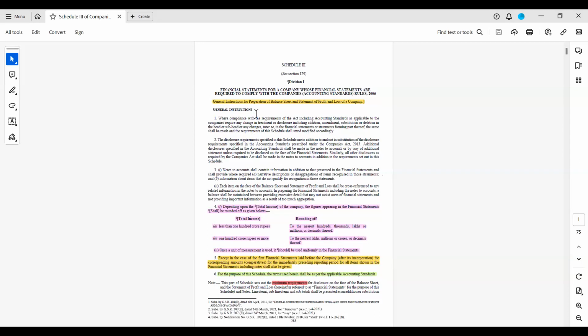See here, they have started with general instructions. That means how you have to prepare the financials as per Schedule 3, Division 1. The same process is applied even for other divisions also. Now here, in the fourth point, depending upon the total income of the company, the figures appearing in the financial statements shall be rounded off as given below.